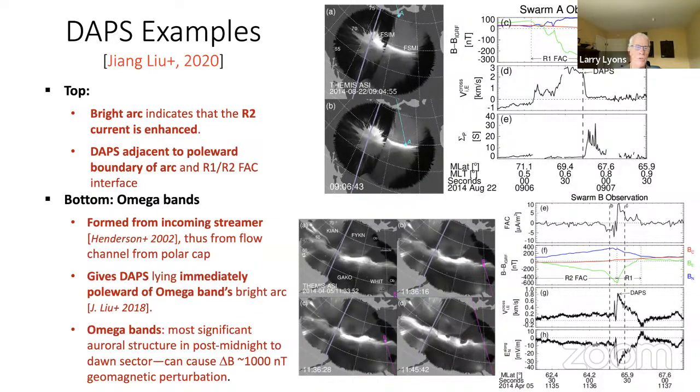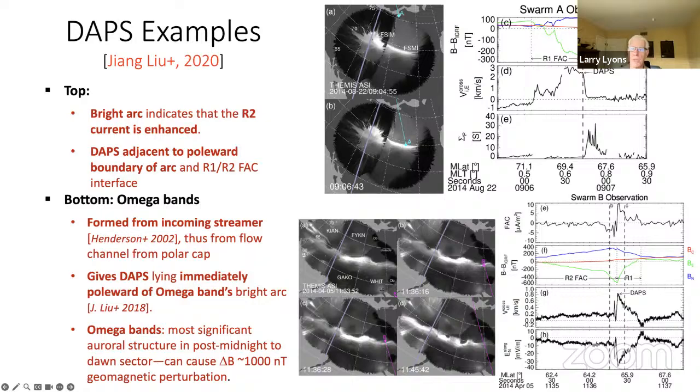Okay, now also flows from the polar cap, as I was discussing from the Rice convection model, flows eastward as the DAPS. Okay, and this is a beautiful DAPS example from Jiang Liu. If you look at the dawn side auroral oval, you see a bright aurora along the auroral poleward boundary. This is pretty common. And here comes a Swarm A spacecraft moving equatorward. Right here at 9:06, hits the auroral poleward boundary.